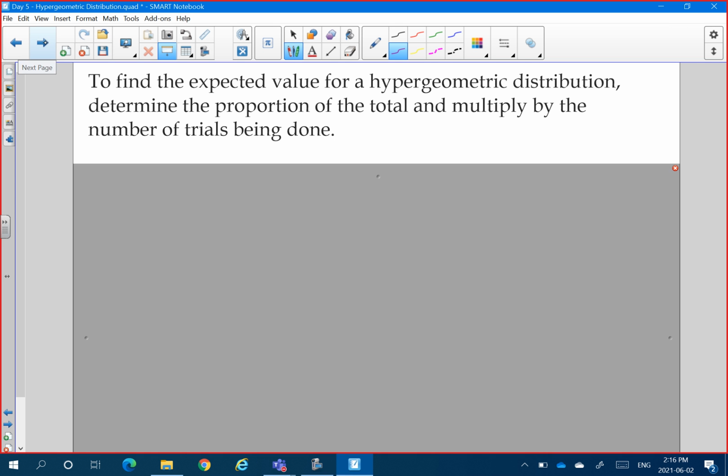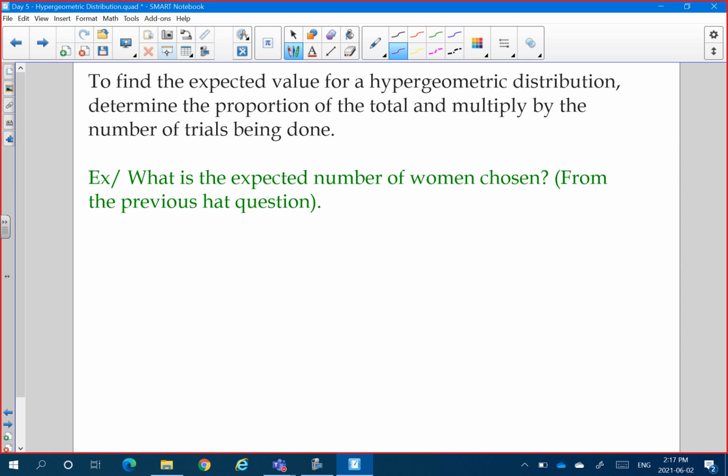Okay, let's continue on. Now, we've talked about expected value already, but let's talk about it again in terms of hypergeometric. To find the expected value for a hypergeometric distribution, determine the proportion of the total and then multiply it by the number of trials. Truthfully, this is very similar. Expected value is almost always kind of the same: it's the number of things times the percentage or chance it's happening. It says proportion, but realistically, we know that as a fraction, which we'll keep in mind as a percentage, or as a probability.